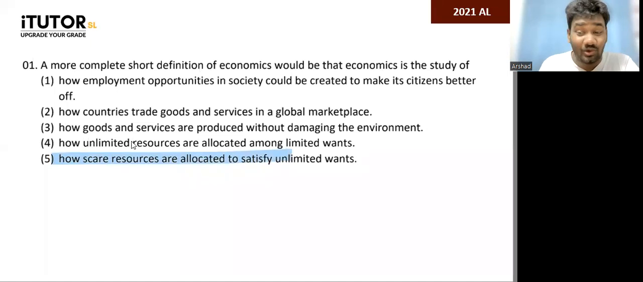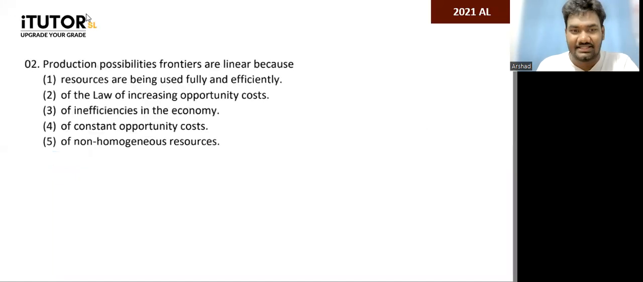Now, the 4th one looks correct, but see, in the 4th one they say limited wants, unlimited resources. They're saying the other side, right? So be very careful when you pick answers. Don't just jump and go, limited resources, this is there, right? No. So be very careful. What is limited? What is unlimited? They will highlight that in the question. Easy one. Then we go to the next.